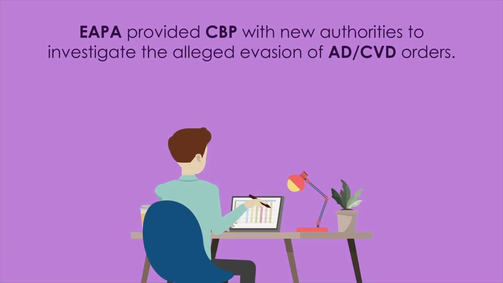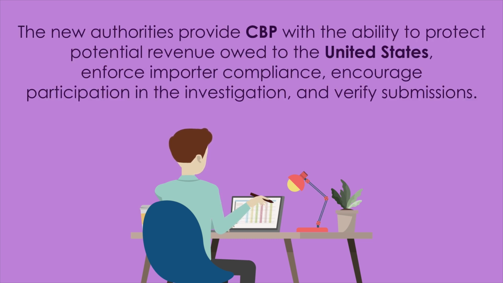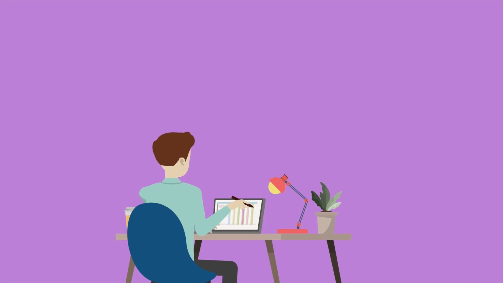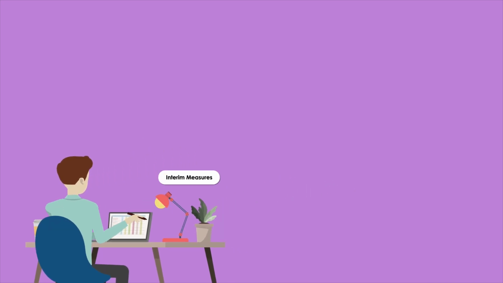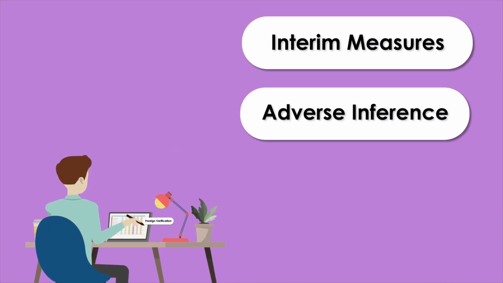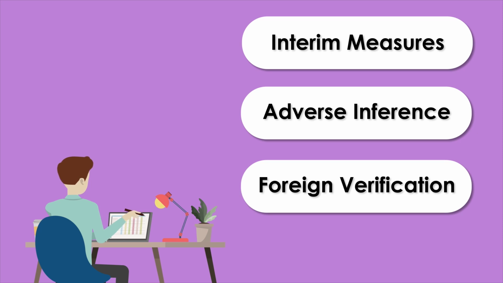EAPA provided CBP with new authorities to investigate the alleged evasion of AD/CVD orders. The new authorities provide CBP with the ability to protect potential revenue owed to the United States, enforce importer compliance, encourage participation in the investigation, and verify submissions. These new authorities include interim measures, adverse inference, and foreign verification.